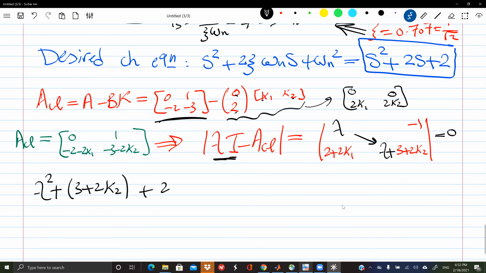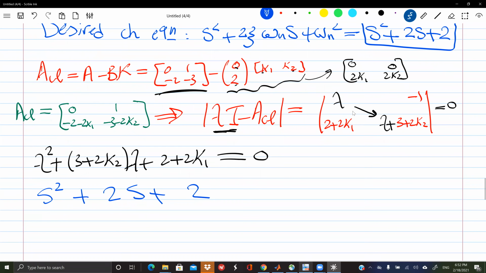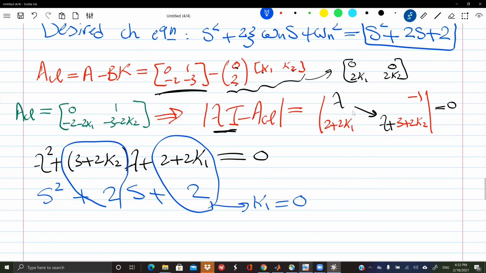Minus, minus. So this is plus. This is 0. This is your characteristic equation, the closed loop characteristic equation. Compare it with the desired characteristic equation, s squared plus 2s plus 2. Compare the coefficients. So this gives you k1 is 0. This gives you k2 is negative half.